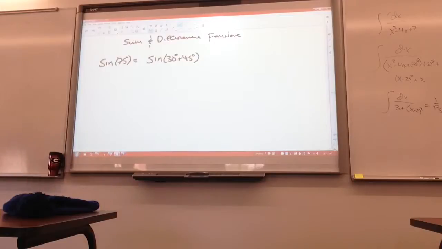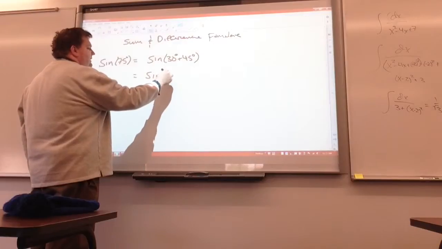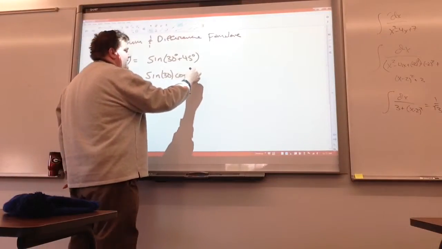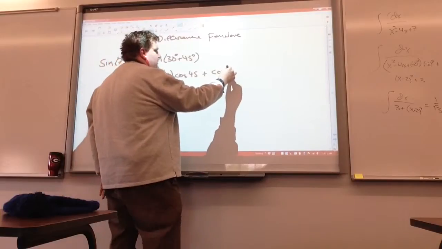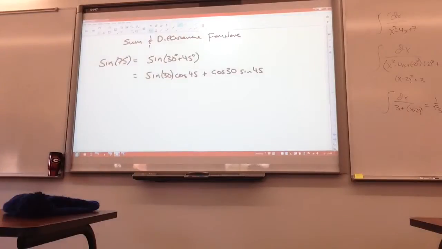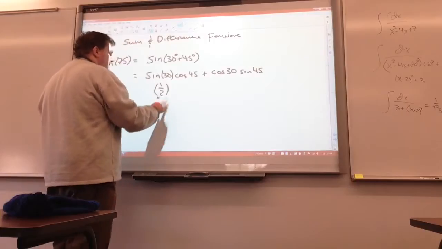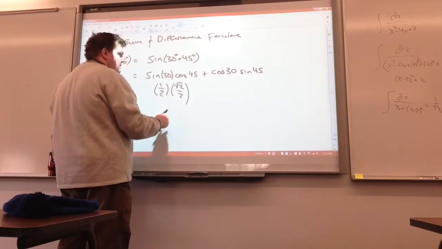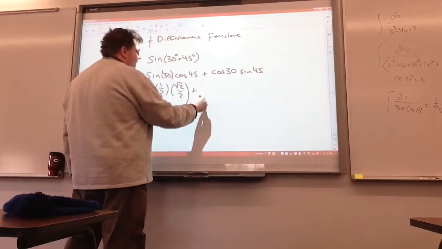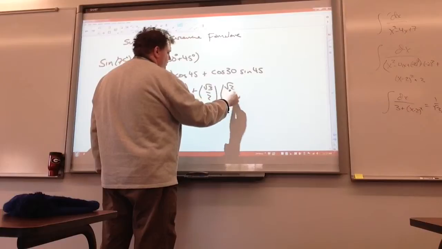I can use one of these sum and difference formulas to work this thing out. In fact, the sum and difference formula that would work on this one would make this out to be the sine of 30 times cosine of 45 plus cosine of 30 sine of 45, okay? And each of these individual pieces I know the answer to. What's the sine of 30 degrees equal to? A half, right? This would be 1/2. Cosine of 45 degrees would be root 2 over 2, right? Cosine of 30 degrees would be root 3 over 2. Sine 45 would be root 2 over 2.